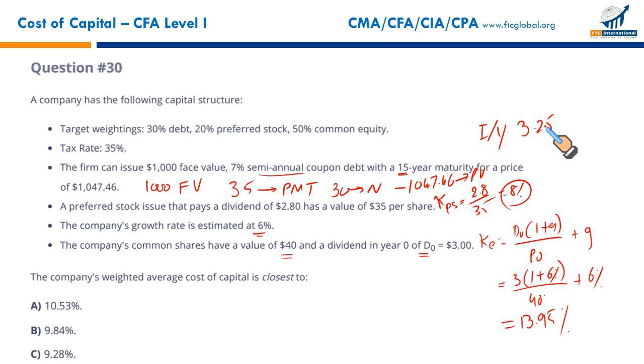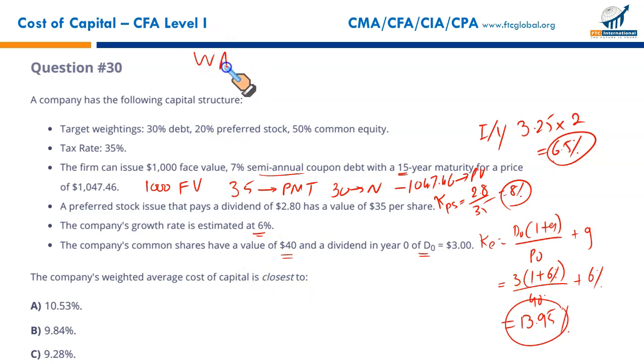This 3.25 needs to be converted on annual basis by multiplying it with 2. That's now 6.5%. Now we have all components. 6.5% is the cost of debt, cost of preferred stock, cost of common equity, and we have the weightages also, and we have the tax also. So we can just simply calculate and get our result.